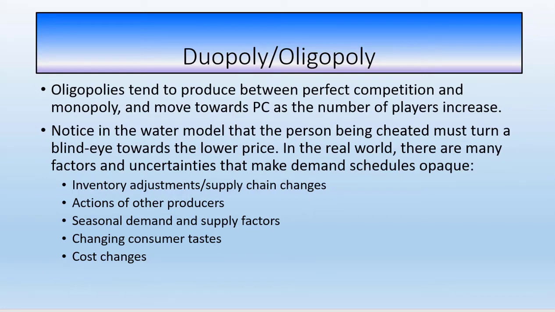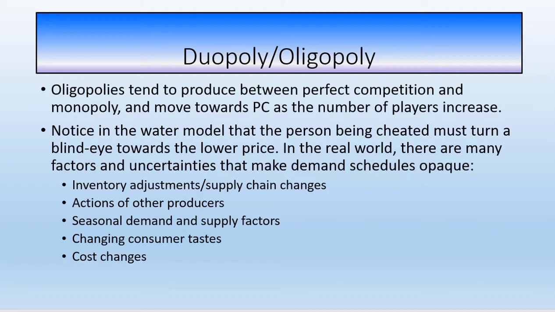When you have oligopolies in general, the more players, the closer you are towards perfect competition, by the way. So notice in the model that the person being cheated on must take a blind eye towards the lower price. In the real world, there are many factors and uncertainties that make the price a little hard to figure out and determine, because there's inventory and supply chain adjustments, there's actions of other producers, there's seasonal effects, changes in consumer taste, cost changes, all of which make the price a little slippery.